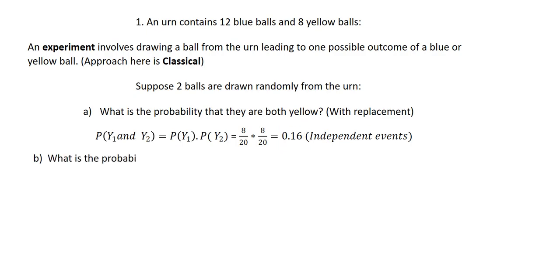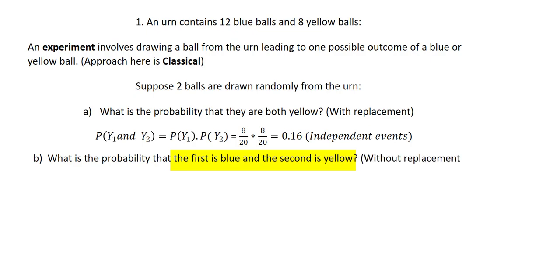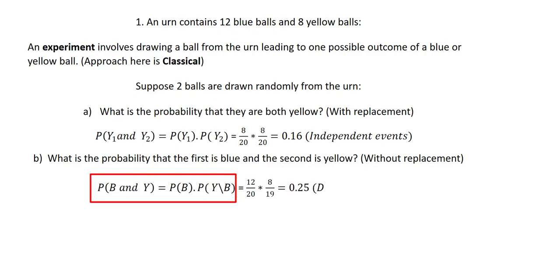What is the probability that the first is blue and the second is yellow? In this case, we are assuming the balls are drawn without replacement. In this case, the events will be considered to be dependent events. The probability the first is blue and the second is yellow will be the probability the first is blue multiplied by the probability the second is yellow given the first is blue.